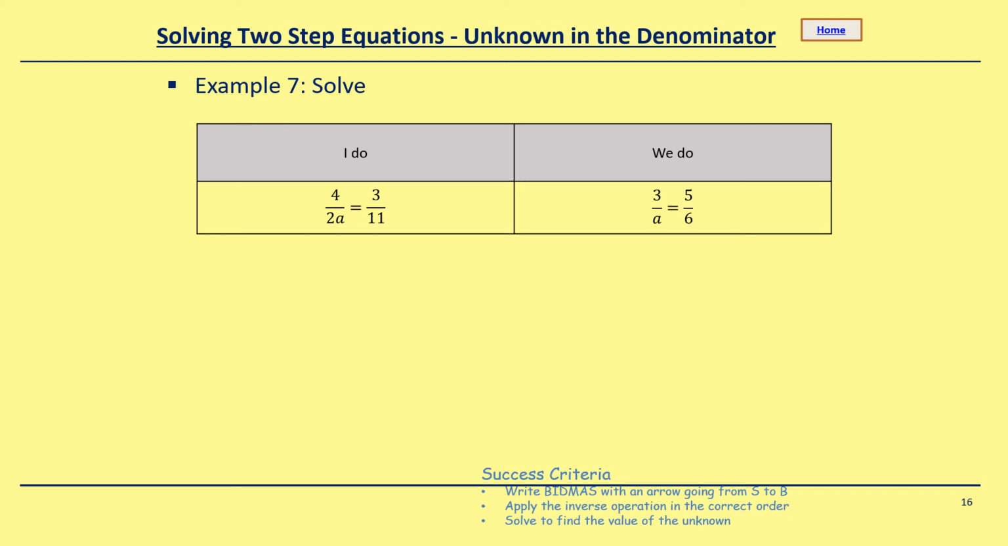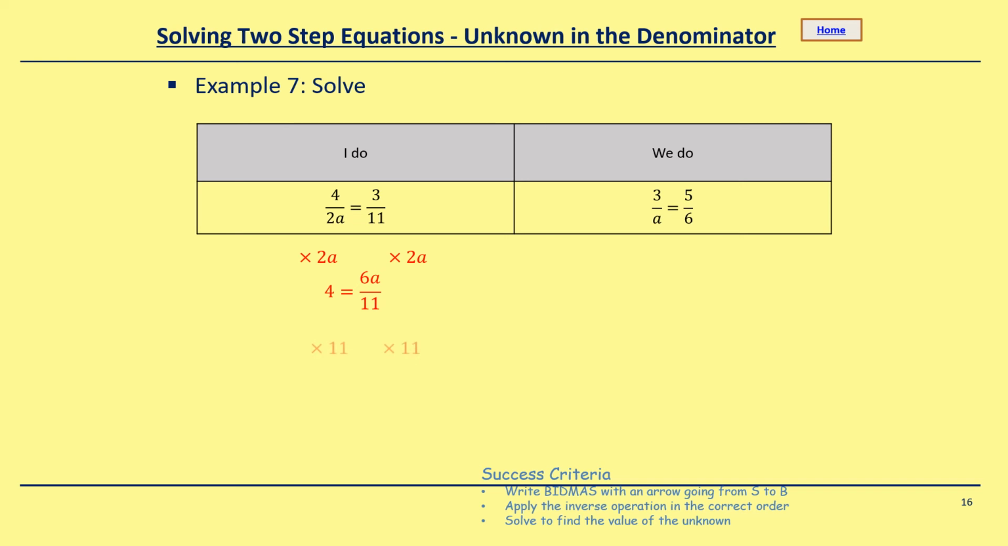Okay, on this equation, we've got 4 divided by 2a equals 3 divided by 11. So again, we look at the 2a, and a is in the denominator. So we multiply both sides of the equation by 2a. That will give us 4 equals 6a over 11.